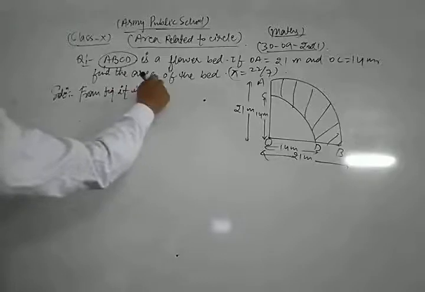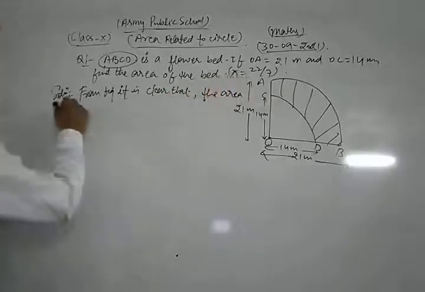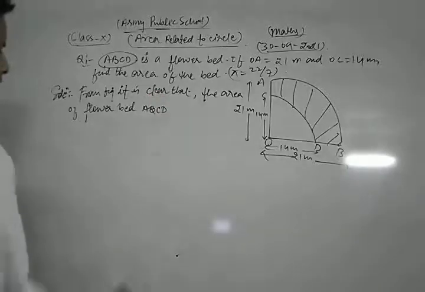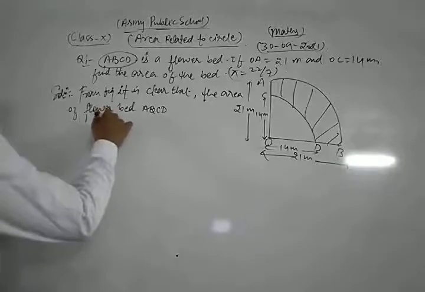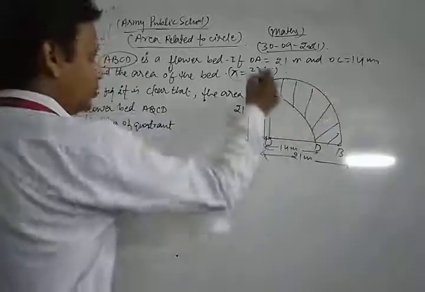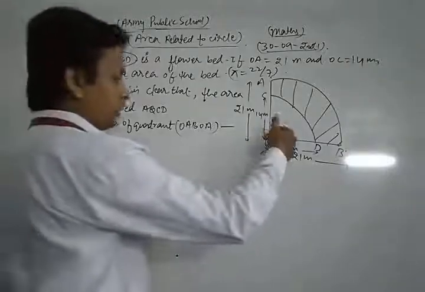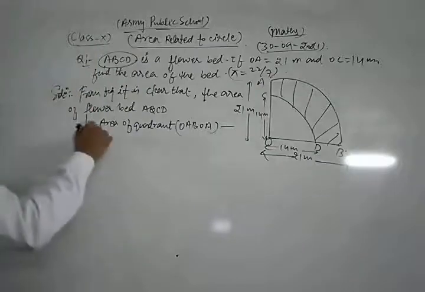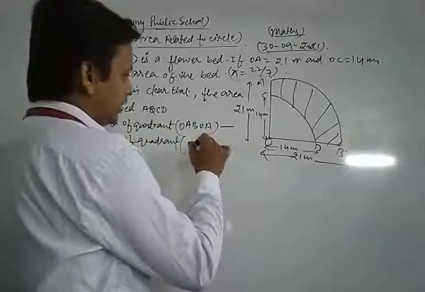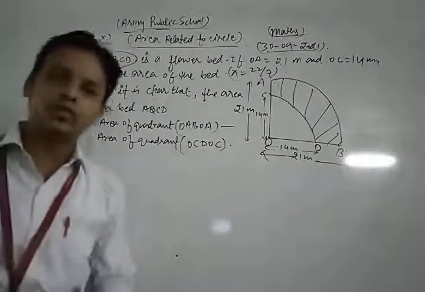the area of flower bed ABCD is equal to the area of quadrant OABO minus the area of quadrant OCDO. So this is the concept of that question.